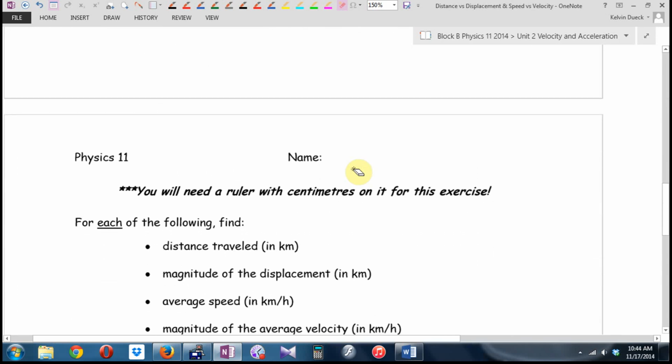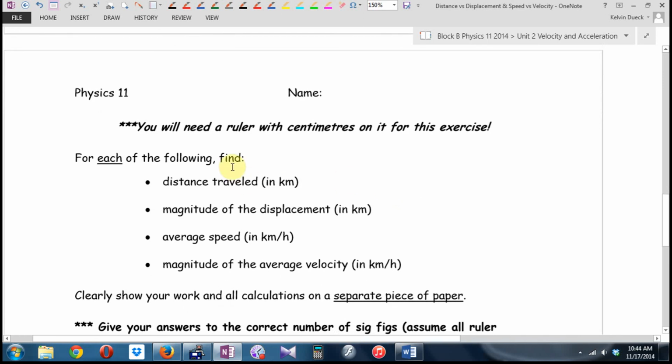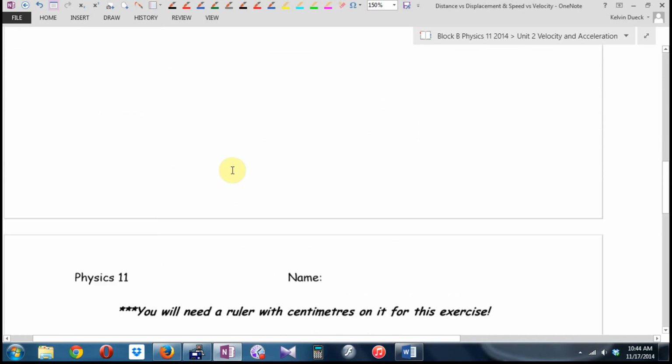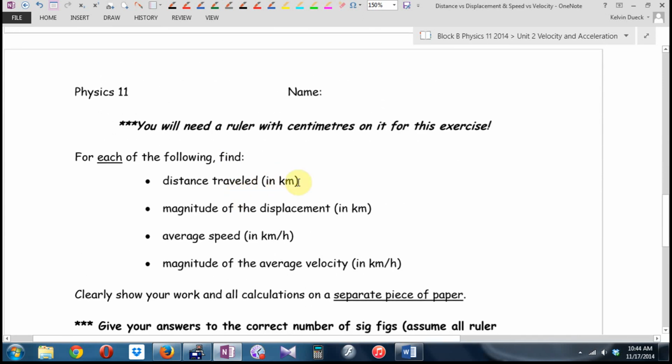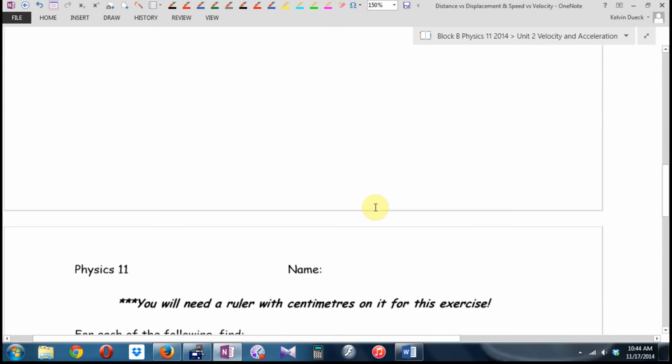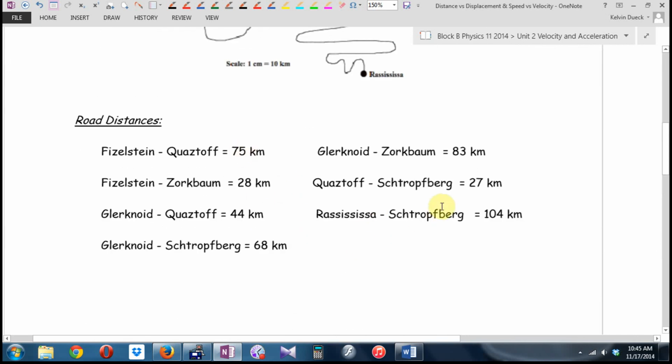So you need a ruler with centimeters on it for this exercise. For each of the following, find the distance in kilometers and the magnitude of the displacement in kilometers. So the distance, you'll just add up the road lengths. The displacement, put your ruler on the first town, ruler on the second town.